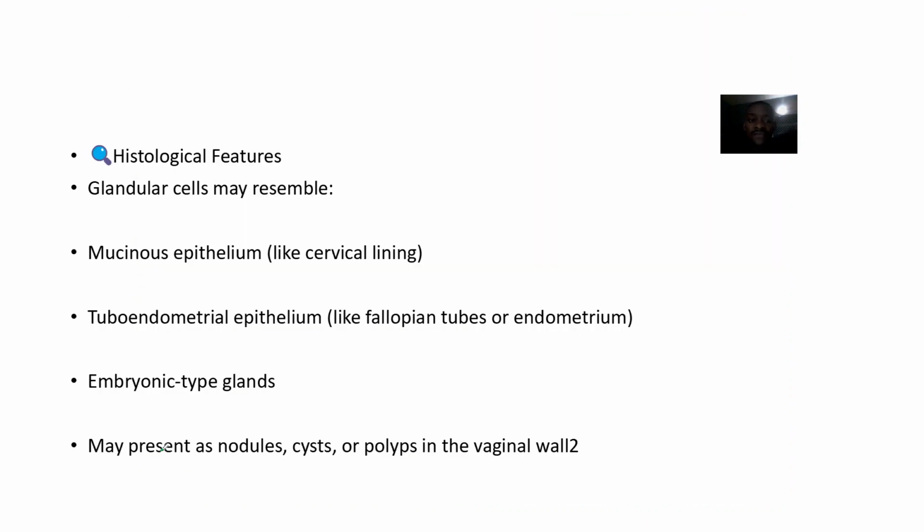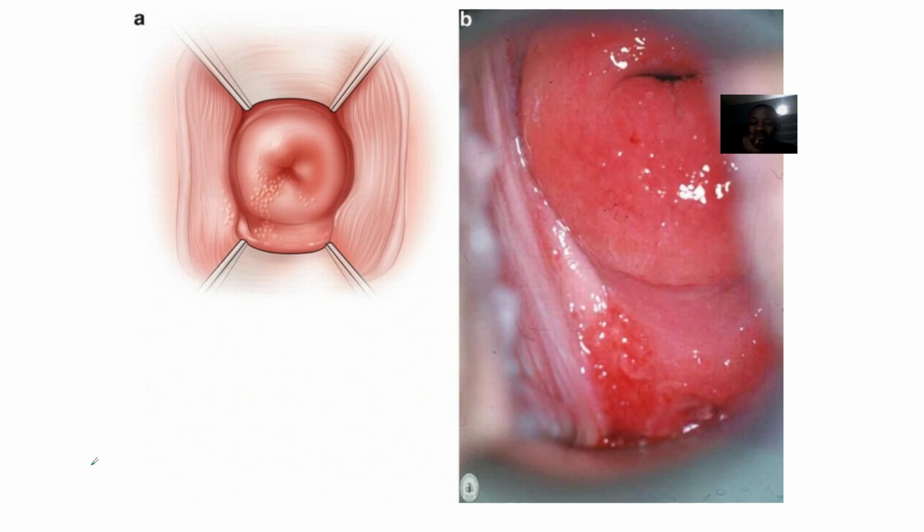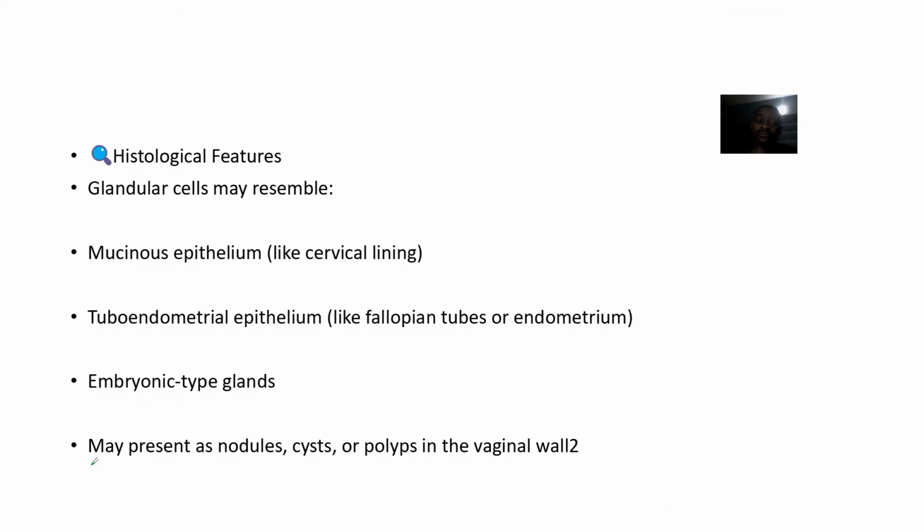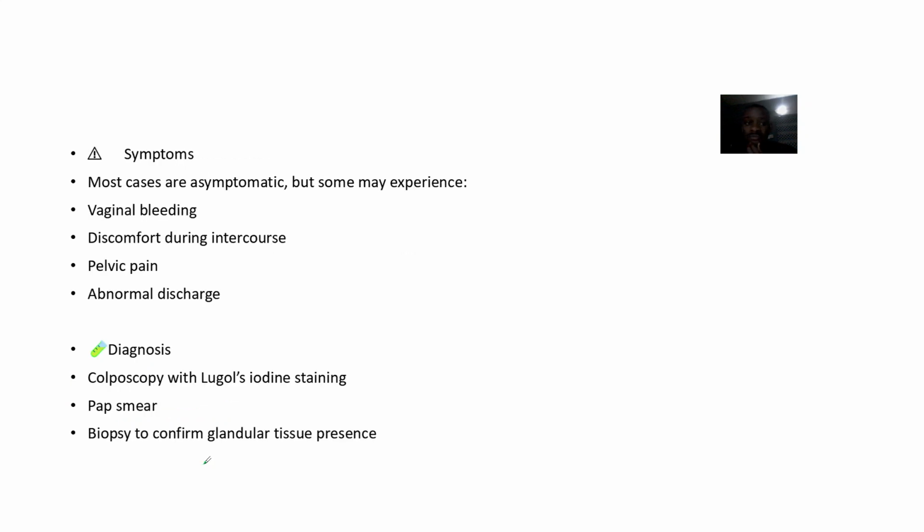So histological features: there's mucinous epithelium. So the epithelium is looking kind of like mucus. Tuboendometrial epithelium. All right. Embryonic type glands may present as nodules, cysts, or polyps in vaginal walls. So symptoms are vaginal bleeding, discomfort during intercourse, pelvic pain, abnormal discharge, rather. All right. So diagnosis is pap smears.